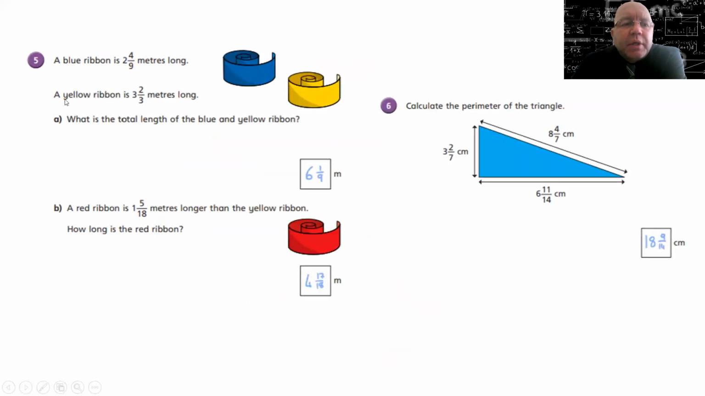Right, here are your answers. A, total length of blue and yellow. So we're adding together 2 4/9 and 3 2/3. We should have got 6 1/9. And for B, the red ribbon is 1 5/18 meters longer than the yellow. So you take your yellow distance, 3 2/3, and add 1 5/18. And altogether, you should get 4 17/18. And then finally, question 6, if you add together those 3 measurements, you are going to get 18 9/14 centimeters.